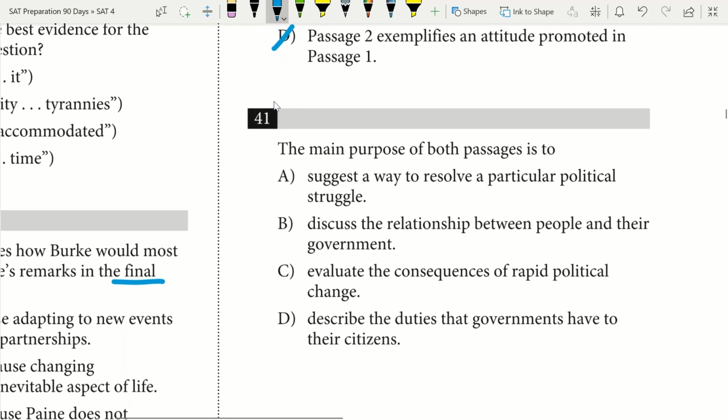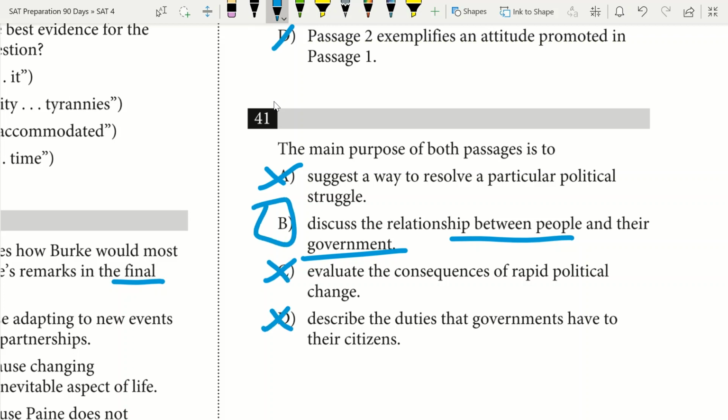41, the main purpose of both passages is to do what? Both passages are talking about that relationship between people and government. They're not suggesting a way to resolve a particular political struggle. They're not evaluating a consequence of rapid political change. And they're not describing duties governments have to their citizens. They're discussing a relationship between people and their government.